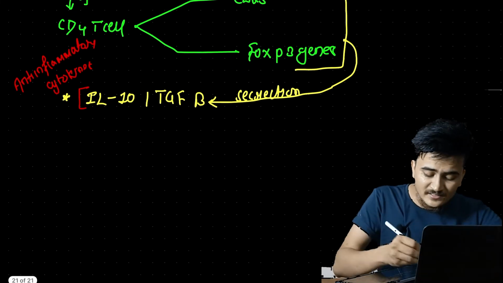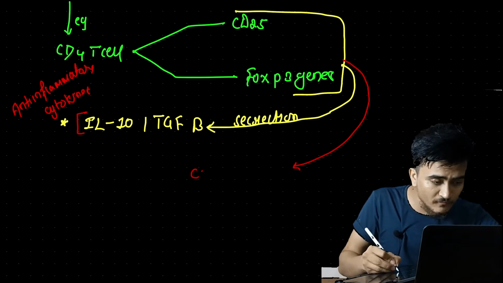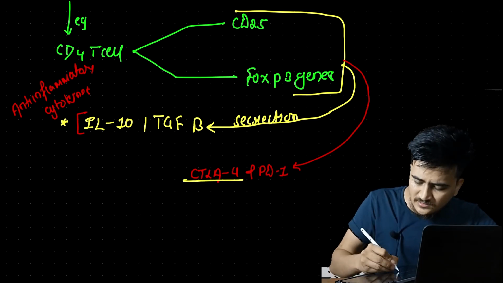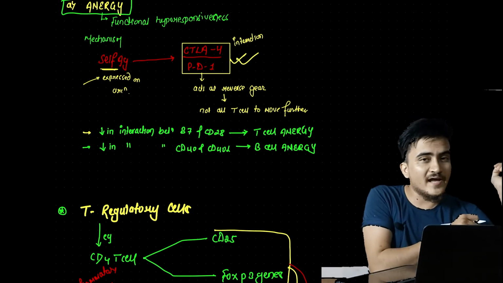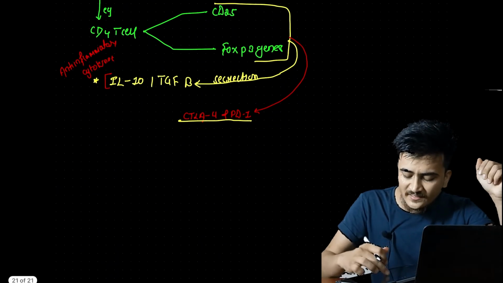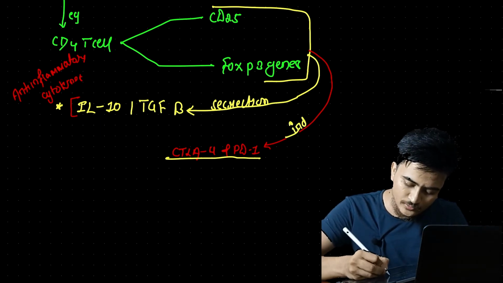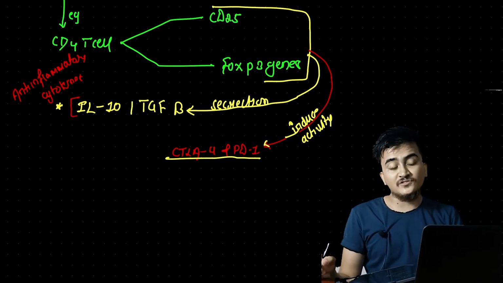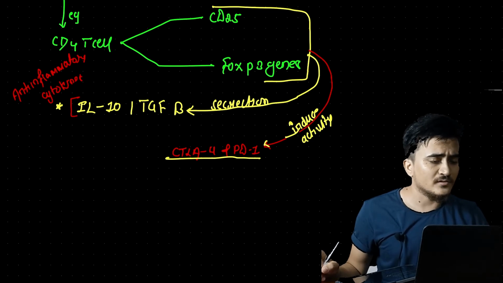Now there is another function that these two are performing: they induce the activity of CTLA4 and PD1. We have seen these two molecules right here, acting as reverse gear, preventing T cells from maturing or from activating. If they induce the activity of these two molecules, then obviously they will perform as reverse gear. And this is how T regulatory cells perform their actions.